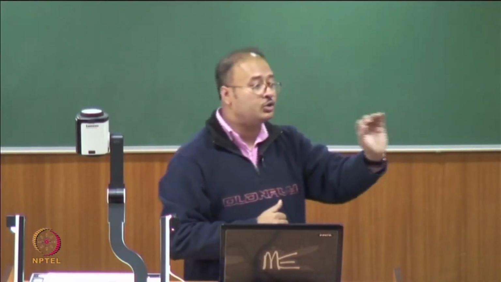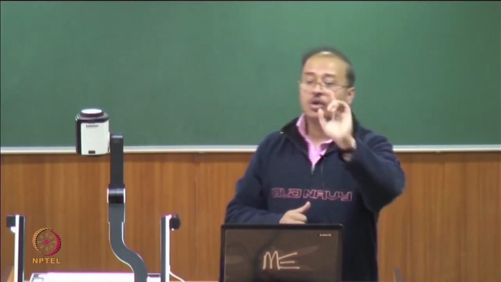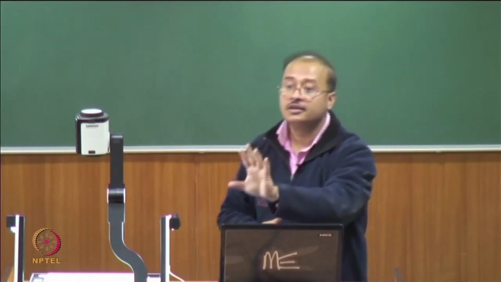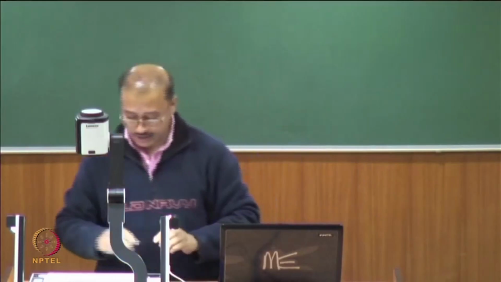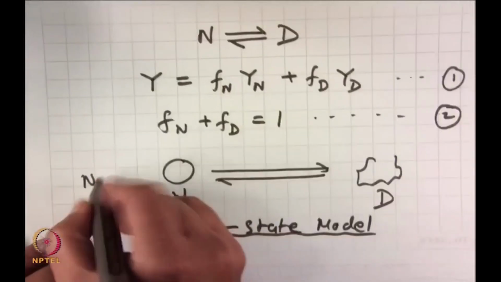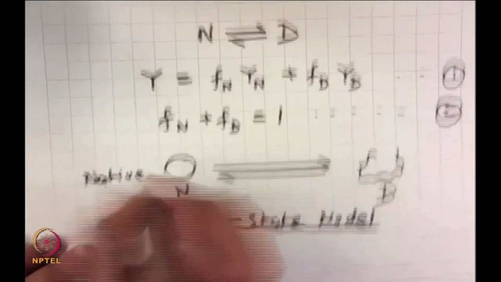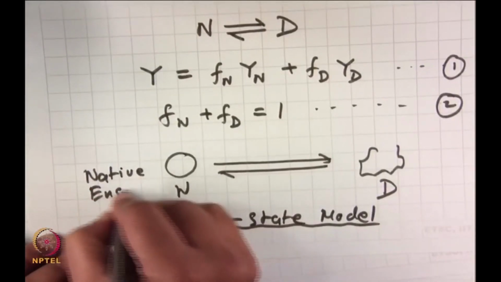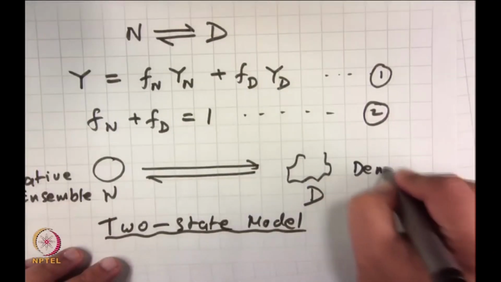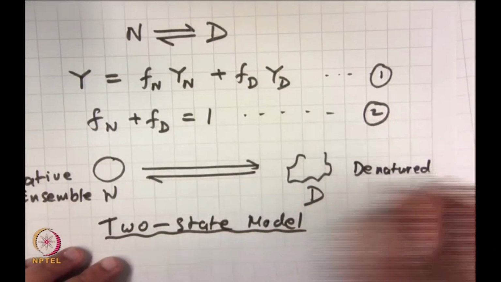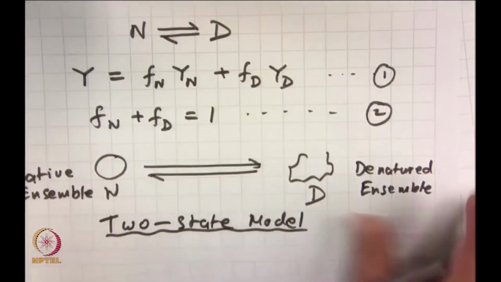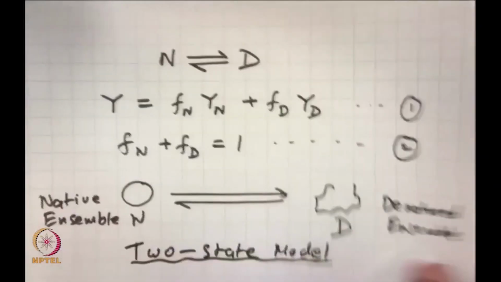So is it clear what I mean by a two state transition? A two state transition is only having two ensembles, a native ensemble and a denatured ensemble. Okay? So that means I can write, this is my native ensemble and this is my denatured ensemble. Okay. So that is one.